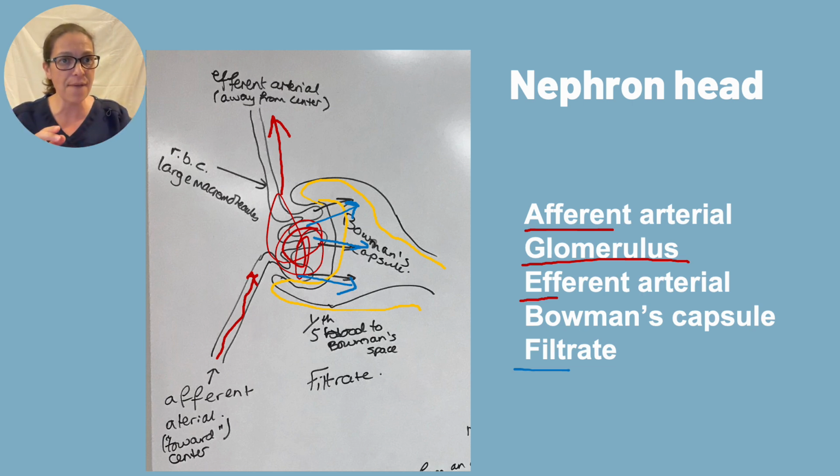So what's going to happen to the efferent is it's going to join up into the capillaries that are then going to return and leave the kidneys and go back through circulating through the body. Now that filtrate is going to continue going down the nephron.